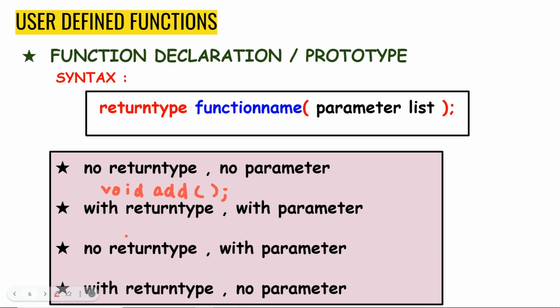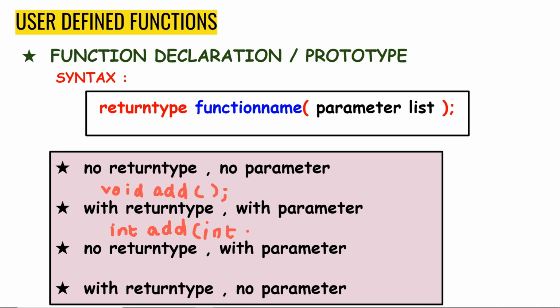Next is with return type with parameter. So this is the example for return type with parameter: int add of int x comma int y.